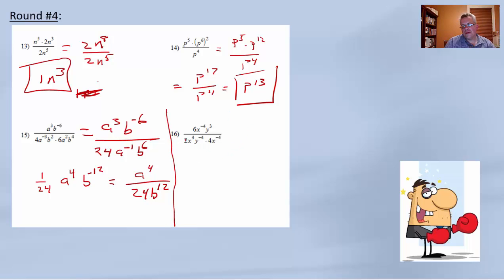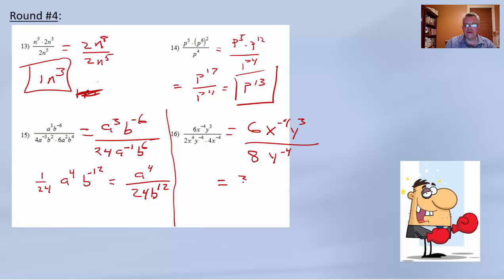All right, this problem, the denominator is a mess. Let's fix it. So this is 6 x to the minus 4, y to the 3rd. And the denominator, 2 times 4 is 8. I got x to the 4th times x to the minus 4th is x to the 0. Just forget about that. That's equal to 1. We just have y to the minus 4th. Okay, it's better. Let's keep going.